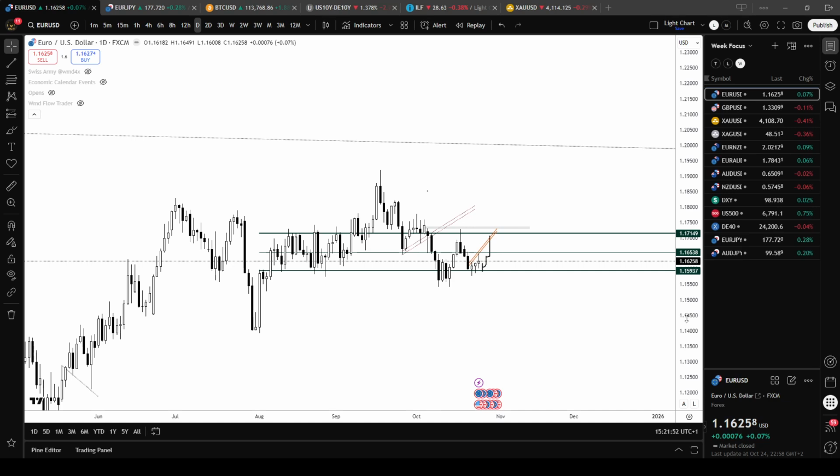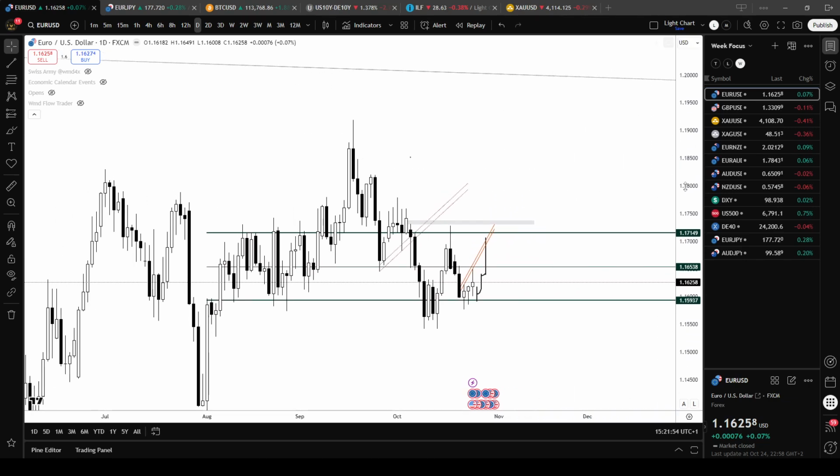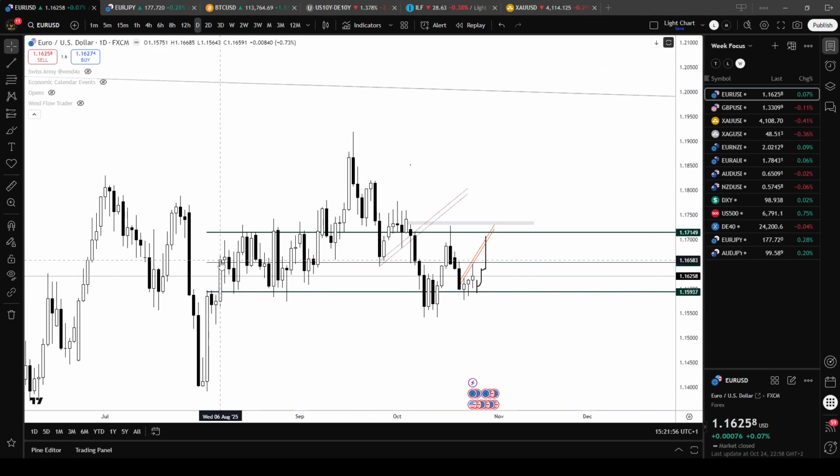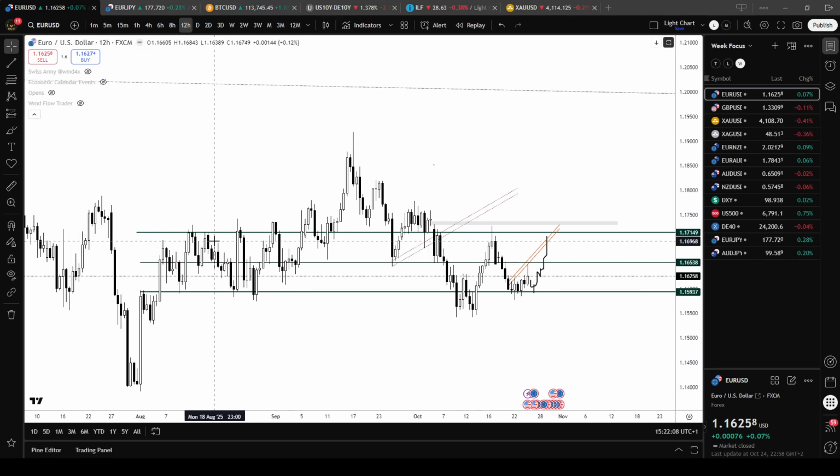Okay, beautiful. So the Euro, it spent most of its time in this range. I call this the summer range, August range, however you want to call it. And price spent the whole summer there. It broke out, retested the 50% of that range, and just moved higher.